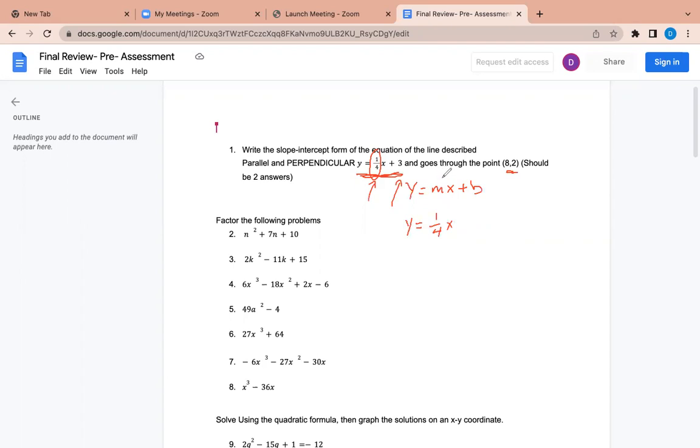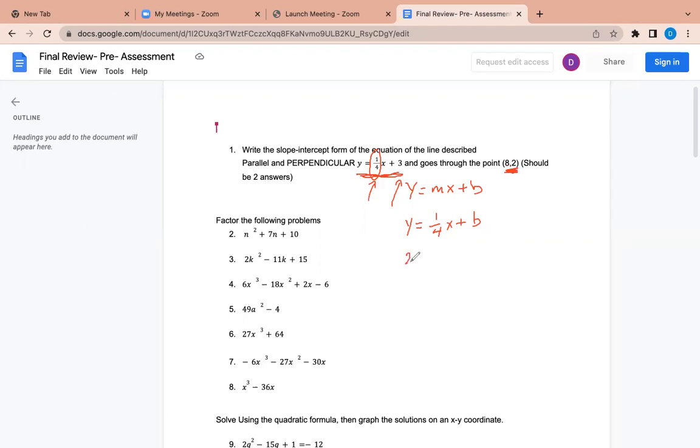How do we know that the slope is 1/4? Because the lines are parallel. Now we need to find the b, the y-intercept. In order for us to find the b, we need to use this point because the line is going through this point. Again, we need to temporarily plug in the 8 and the 2. That way we can find the b.